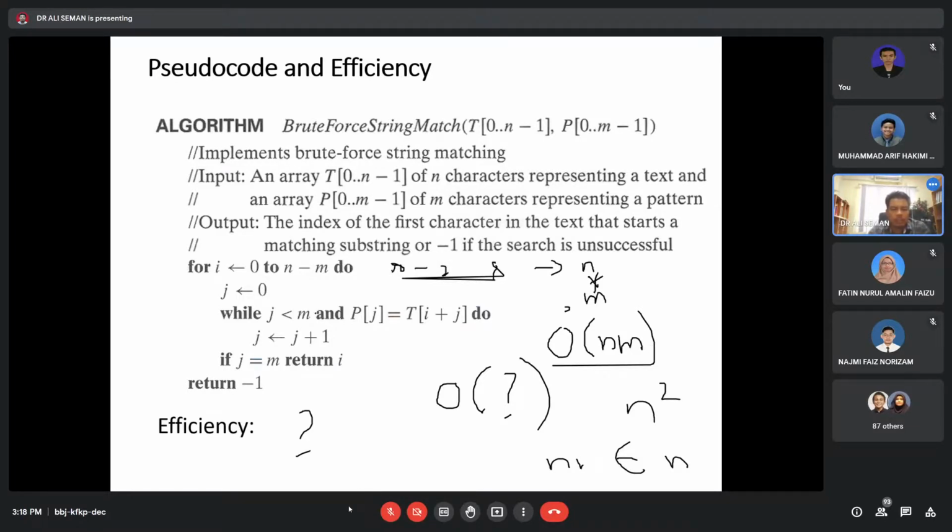Because the second loop does not go until N, it goes until M, which is not the same as N. Clear? Is it clear? Yeah. Okay.